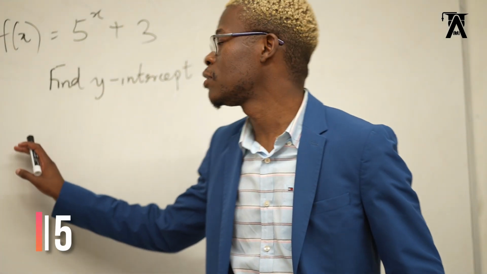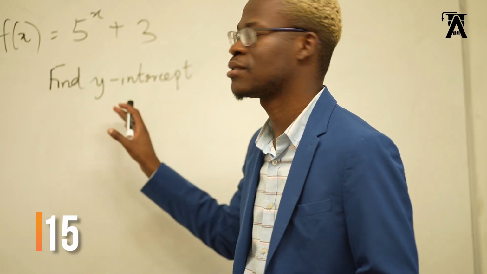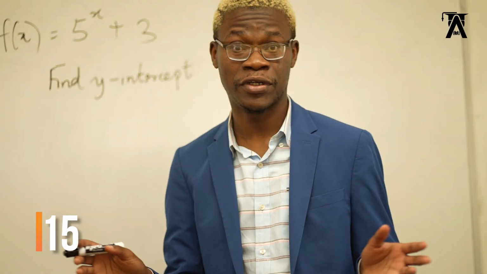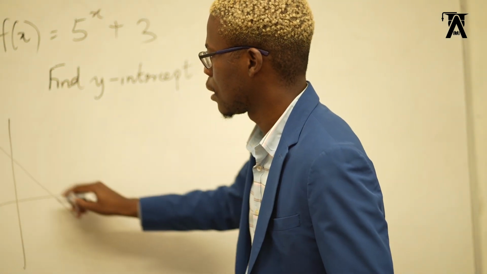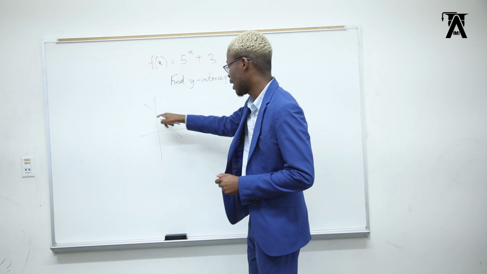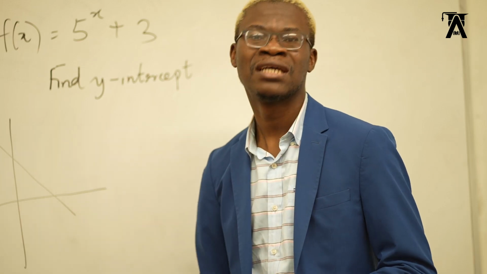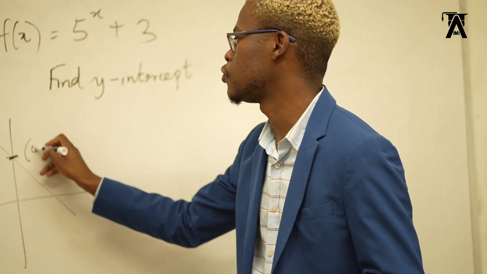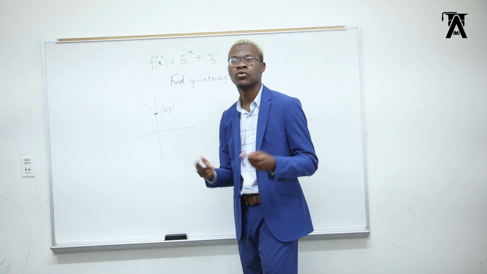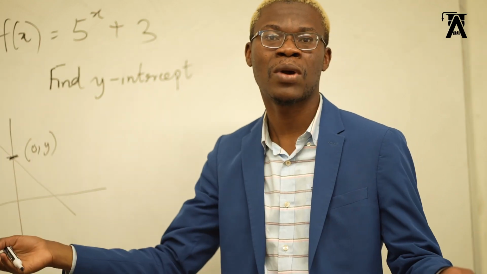In question 15, we are given this function and we are asked to find the y-intercept of this function. Now, this is very easy. The y-intercept is at the point where the line intersects the y-axis. Now, at that point, the value of x is 0. So what do you do? Just put x equals 0 into the equation and you get your y-intercept.